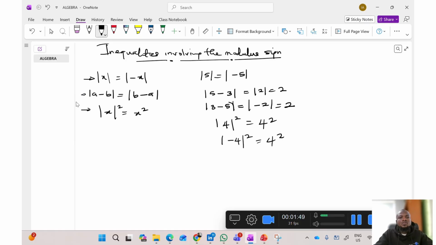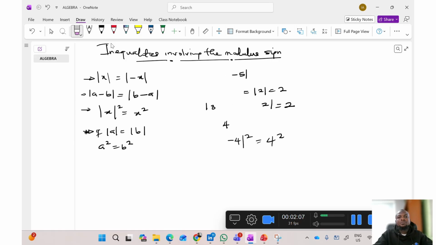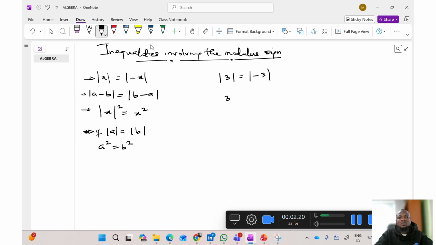And another rule is, if the absolute value of a is equal to the absolute value of b, then a squared is equal to b squared. So an example is, let's take for example, if the absolute value of 3 is equal to the absolute value of minus 3, then 3 squared is equal to minus 3 squared. 3 squared is 9, minus 3 squared is also 9.